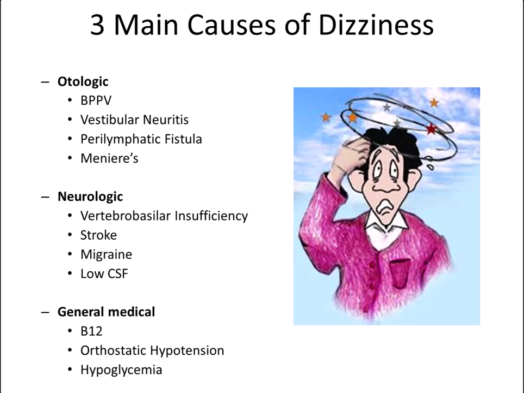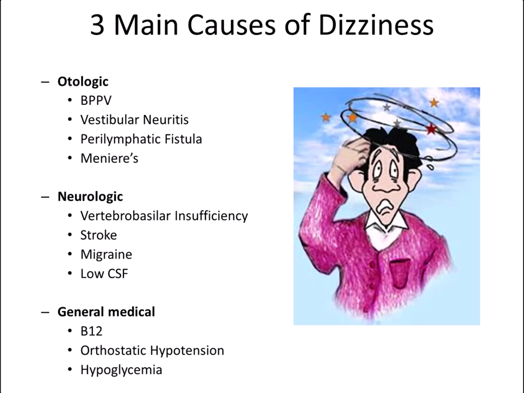The first is the otologic system, and this has to do with the inner ear and the vestibular system, and we'll go into more detail about this throughout the PowerPoint. Causes of otologic dizziness include BPPV, vestibular neuritis, perilymphatic fistula, as well as Meniere's disease. And again, we'll be talking about each of these otologic causes in more detail at the end of the PowerPoint.